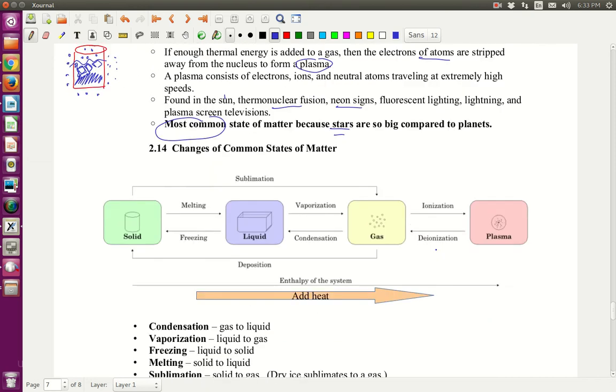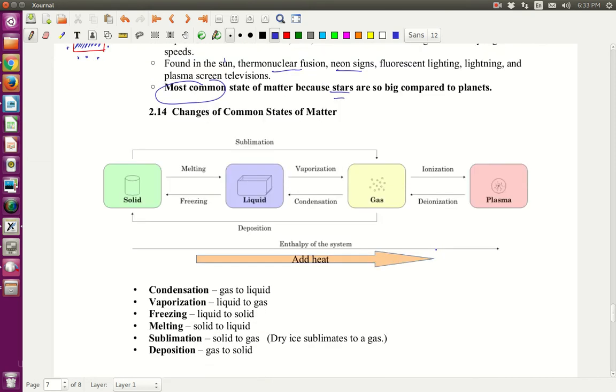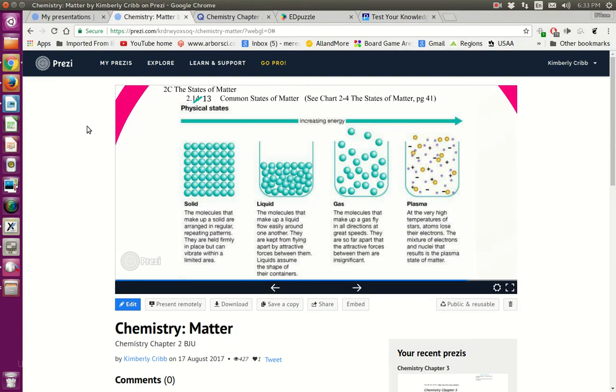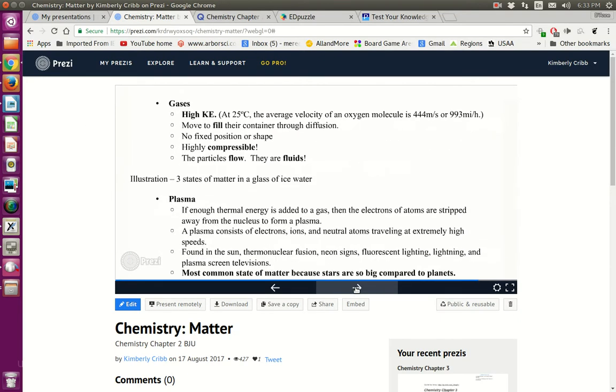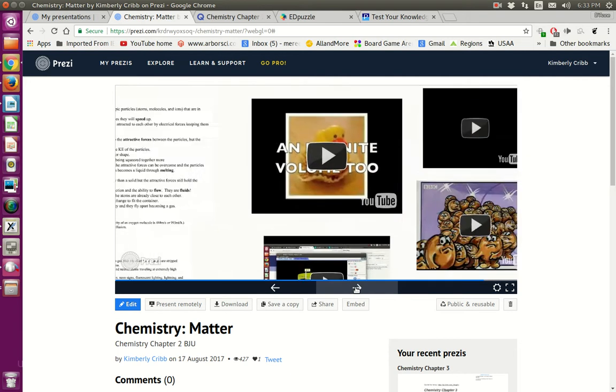All right, the common changes of common states of matter. We'll go through that in just a minute. Let me go back to the Prezi. So here are the notes we just went through, and we're going to go through a couple of videos, hopefully.